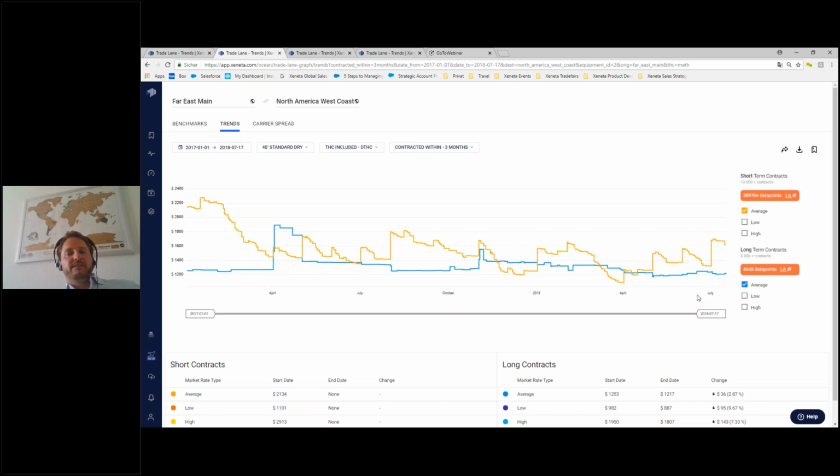So at the moment, we clearly see an upward trend on the Trans-Pacific, at least on the short-term market. There have now been 3 successful general rate increases. So we would expect it to now also arrive on the long-term market. But as we've already said, with the uncertain political situation, it's very hard to say how this market is going to behave in the near future.